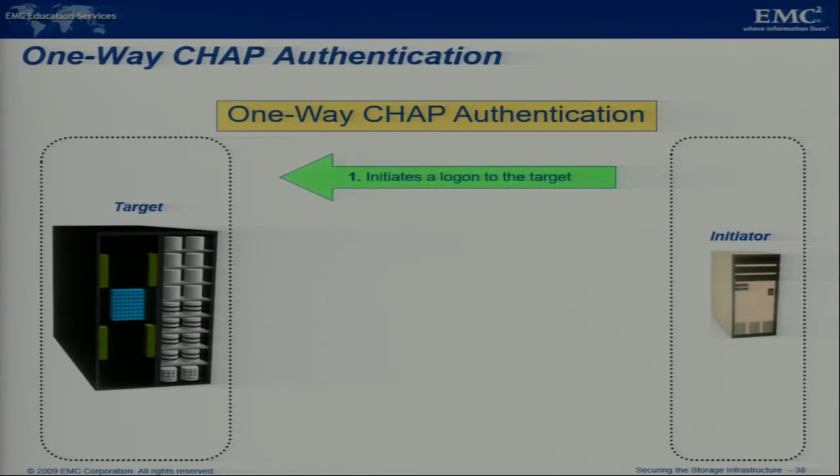The first step is the initiator initiates a logon to the target. So the first step required in this one-way CHAP authentication is that a login request is sent to the target host. What is the next step? Next, a CHAP challenge is sent to the initiator. Once the target receives the login request by the initiator, the second step is that the target sends a CHAP challenge to the initiator.